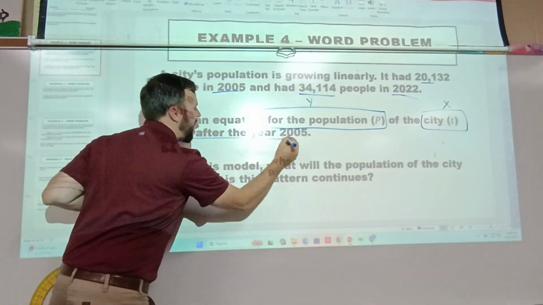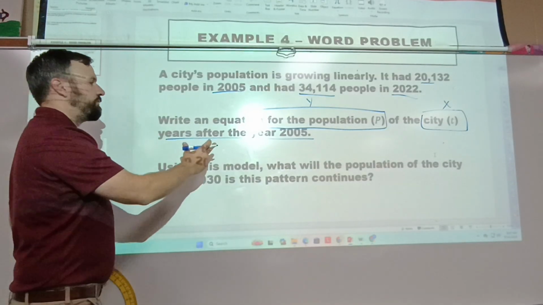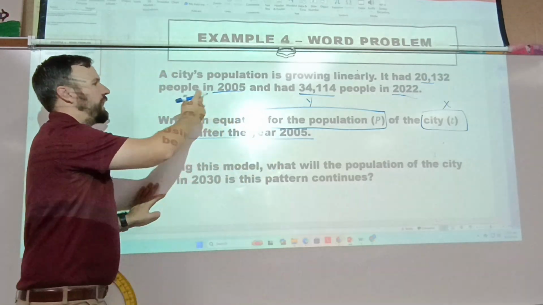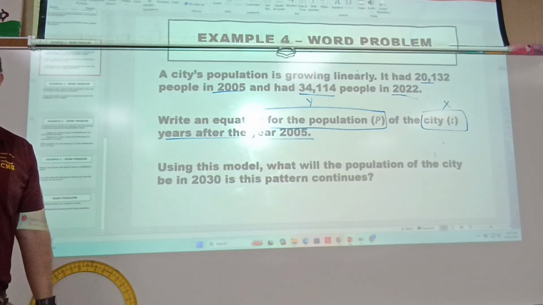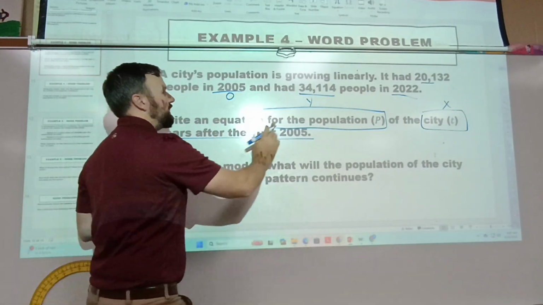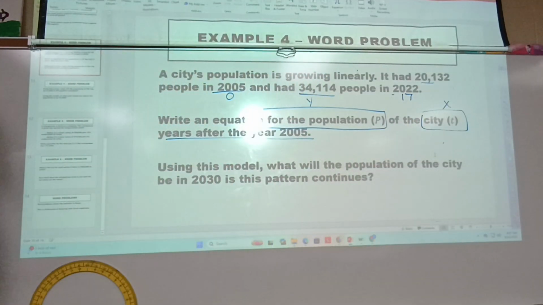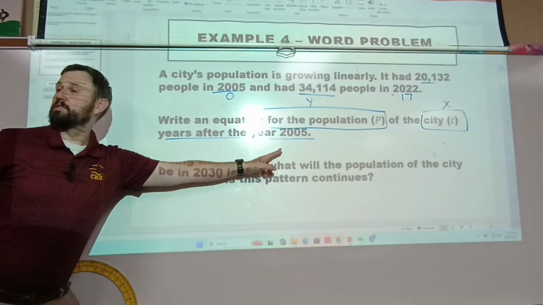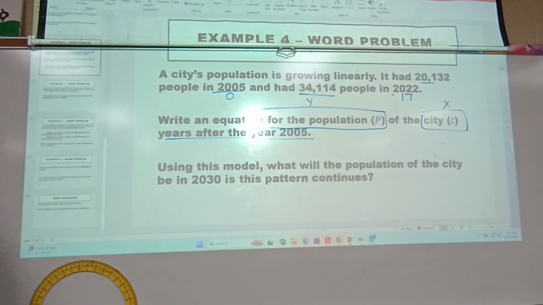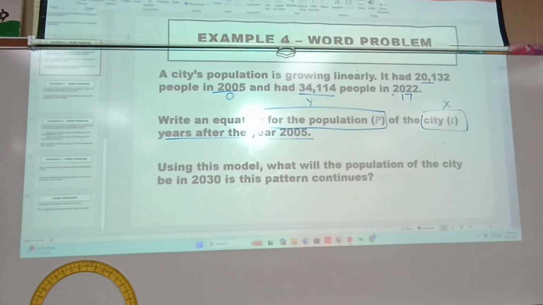It tells me years after 2005. Remember, whenever I'm dealing with years, pay attention to what they want. Because if it's years after 2005, how many years after 2005 is 2005? 0. So I'm going to treat this like 0. And then this is going to be treated like 17. Right? Does that make sense? If it doesn't say this, it's your choice. But I don't think I've ever seen a year problem where it's not years after when you start. Okay?